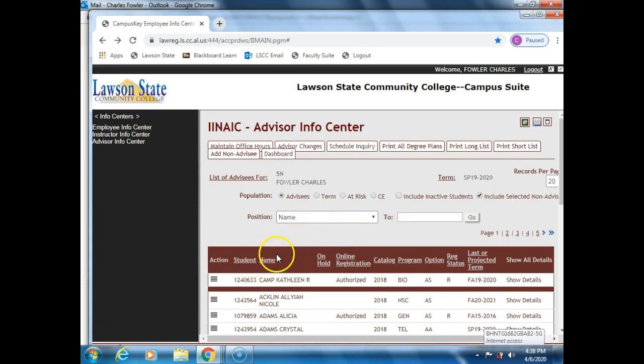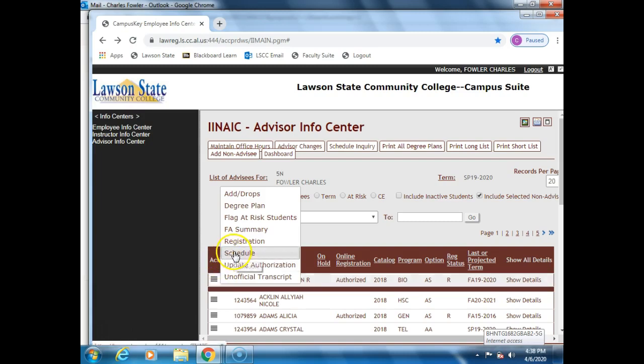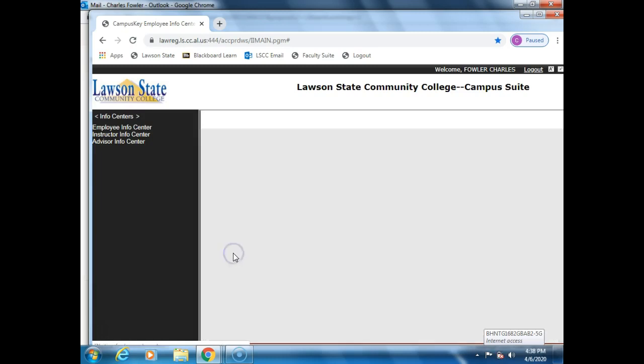Actions or add drops. That just listed all those. Degree plan, you know that. Flag at risk, blah, blah. FA summary, I have no idea what that is. Registration, that would seem like that would be the one. Schedule, I think it's just going to tell me your current schedule. I think. Let me just look and see what that says.